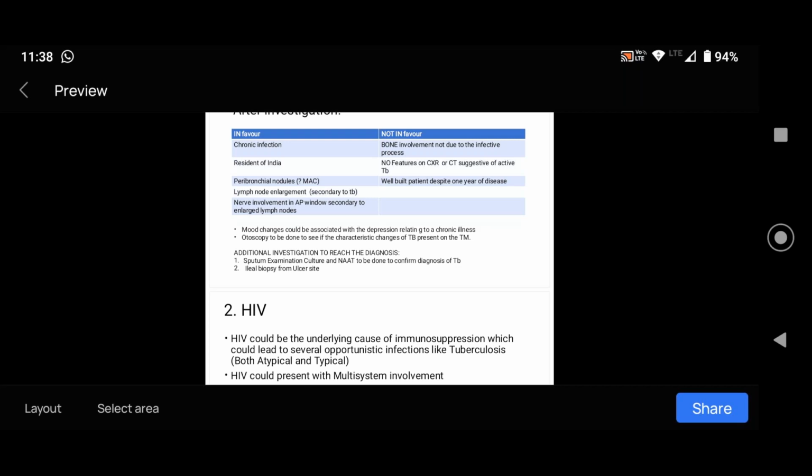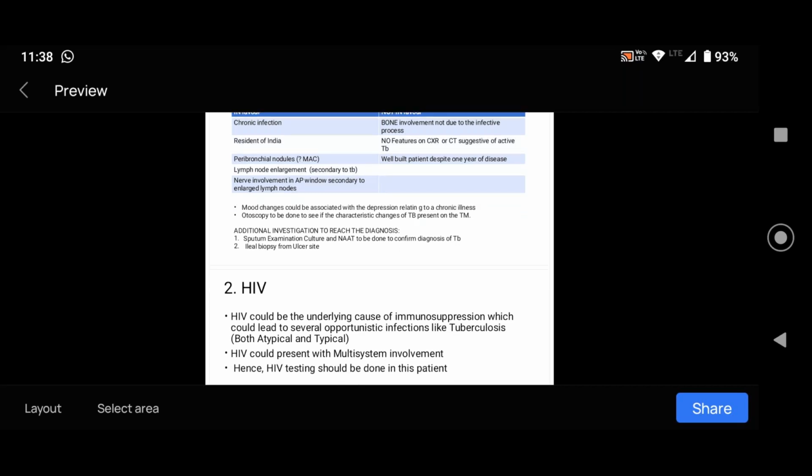Whereas a few points which are almost similar to the history were that there was lymph node enlargement seen in the aortopulmonary window, which could be due to TB. And the nerve involvement, as we saw on indirect laryngoscopy, a recurrent laryngeal nerve involvement, which could be due to the lymph node impinging on the nerve, as the nerve forms a part of the aortopulmonary window. So large lymph nodes could do that. That's the best I could figure out.